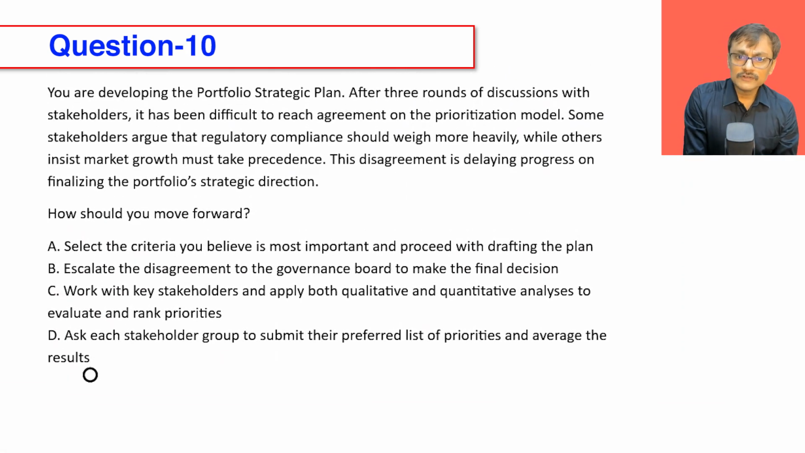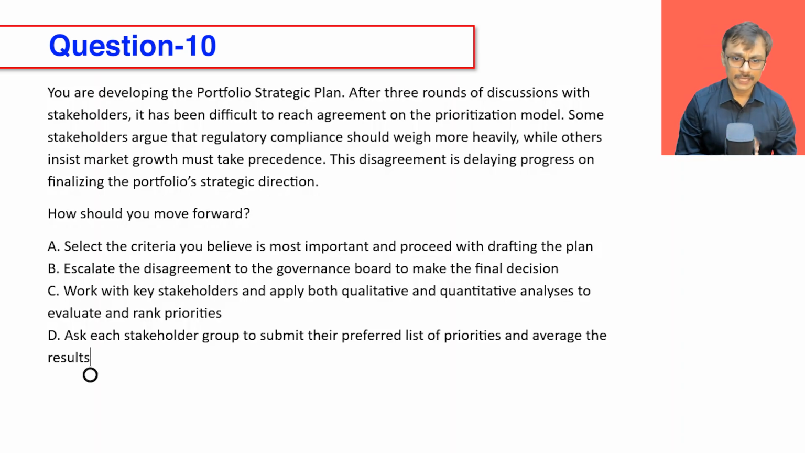Question number 10. You are developing the portfolio strategic plan. After 3 rounds of discussion with the stakeholders, it has been difficult to reach an agreement on the prioritization model. Some stakeholders argue that regulatory compliance should be weighted more heavily, while others insist market growth must take precedence. The disagreement is delaying the progress on finalizing the portfolio strategic direction. How should you move forward? Yeah, that's the question. So the process is clear. You need to apply some systematic model so that people can agree and they can have some ranking system. That is something we are looking for.